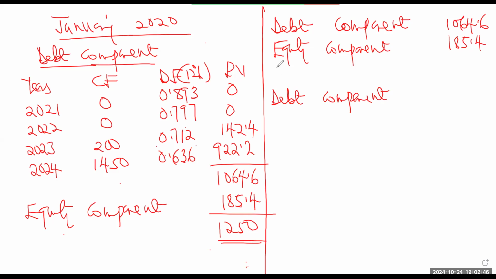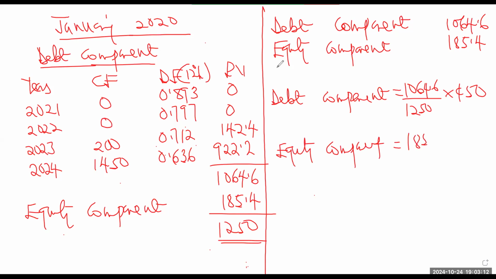So we have the transaction cost. That will be 1064.6 divided by 1250 multiplied by 15 million. I hope that is correct. Okay. Equity component will give us 185.4 divided by 250 multiplied by 50 million. What are we having for the debt?